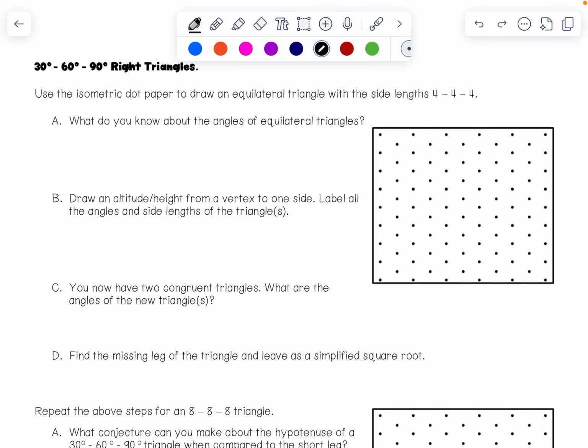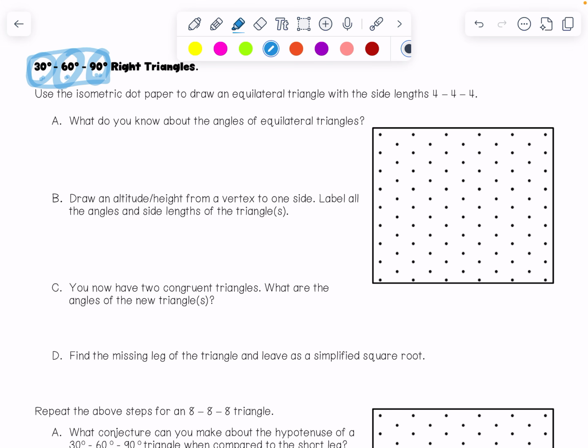Okay, so this time around, we're going to explore the relationship of a 30, 60, 90 triangle. Because each of these is a different angle, they're going to have three different side lengths. Across from the 30 is going to be the shortest, across from the 90, that's our hypotenuse, it's always going to be the longest, and across from the 60 is going to be our middle length one.